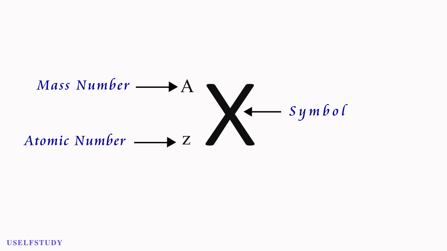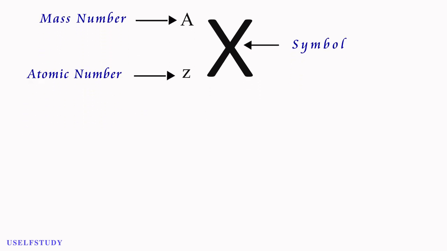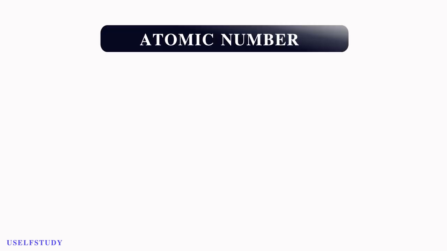For example, an element of sodium is written like this: Na, which is the symbol of sodium, 23 written on the top, which is the mass number of sodium, and 11 written at the bottom, which is the atomic number. With the introduction out of the way, first let's focus on atomic number.